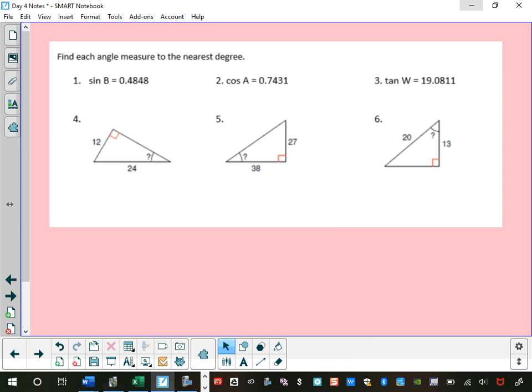You have to make sure your degree mode is on. If not, all of your numbers will be wrong. So all your work could be right, you type it in, and it gives you a whole different answer. So make sure your degree mode is on.